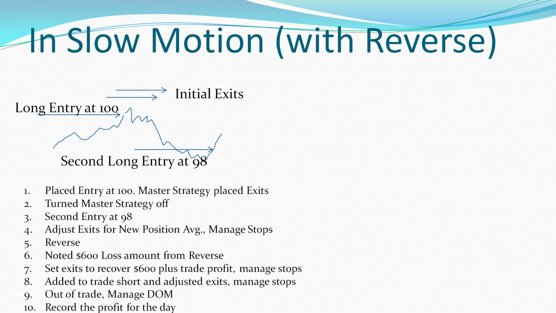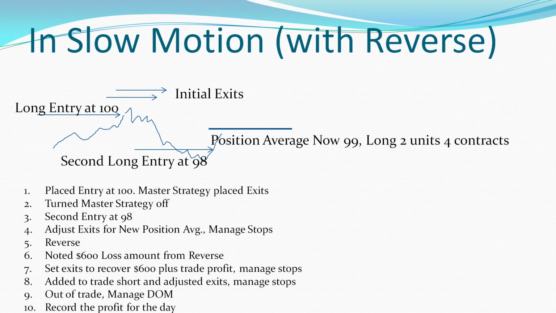Second long entry at 98, right? Position average is 99, so we're long 2 units, 4 contracts. In this case, we're using a 2 contracts per unit scenario. All right, so just like before, we manually place the first couple and we drag down the last couple of exits. But in this case, we did not get up to any of our profit targets.